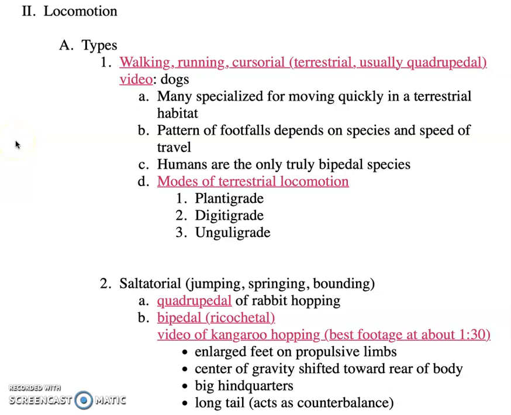The next section deals with types of locomotion that we see in mammals and also the anatomical specializations that are associated with that specialized form of locomotion. So the first and most basic type is walking and running. And if we're talking about something that's really efficient and good at moving quickly in a terrestrial environment, we call that cursorial. Almost always these mammals are quadrupedal.